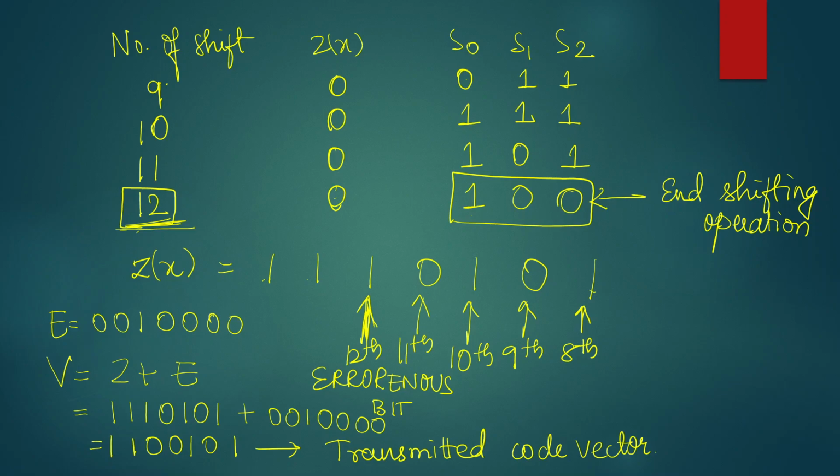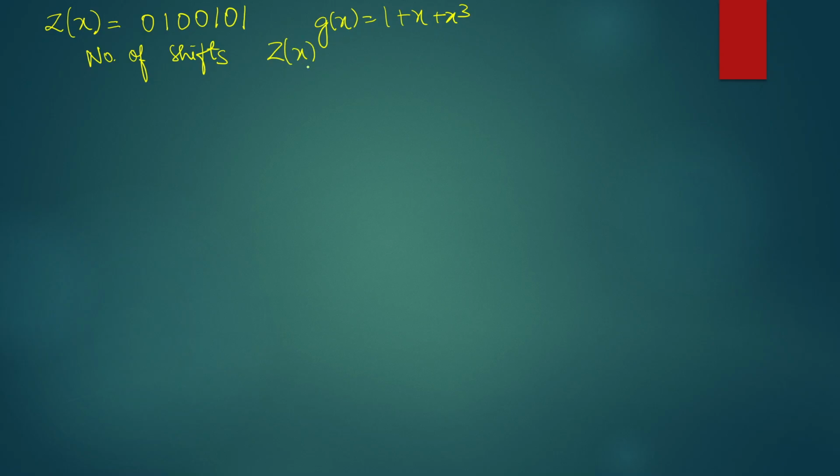So if we are going to do the similar process, assume that if I take a different scenario where the received polynomial is z of x is equal to 0 1 0 0 1 0 1. Assume that my g of x is still the same, which is 1 plus x cube. Let us see how to obtain the number of shifts. So I'll write the tabular column: number of shifts, z of x, s0, s1, s2 contents. Okay, so I'll make it into 2 divisions.